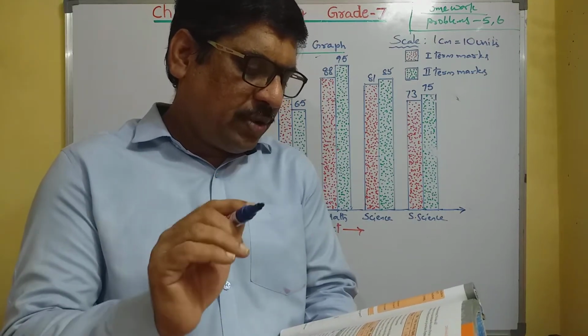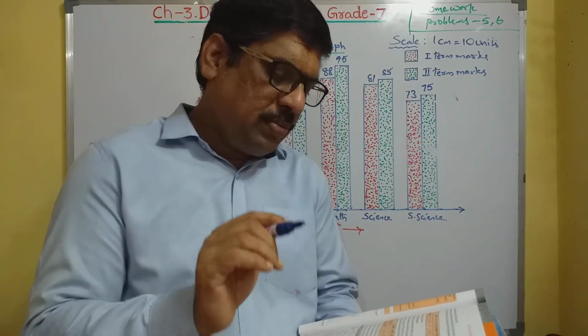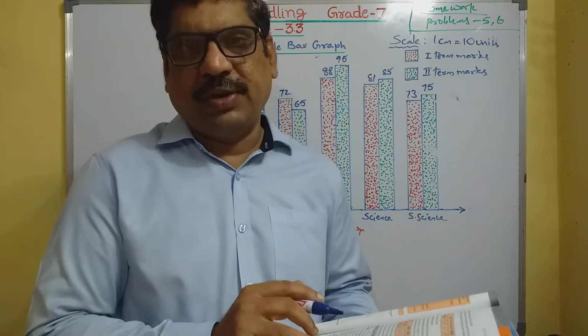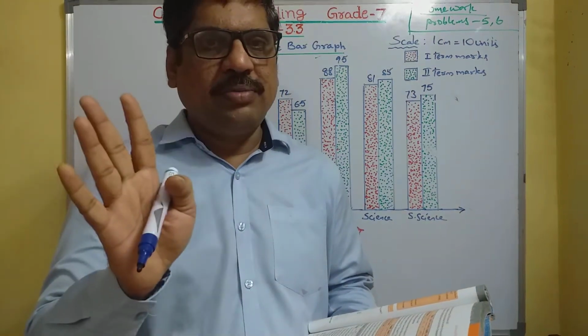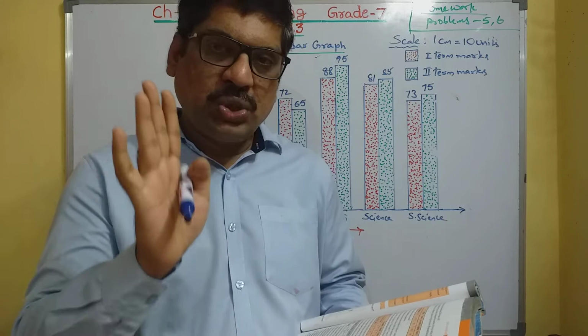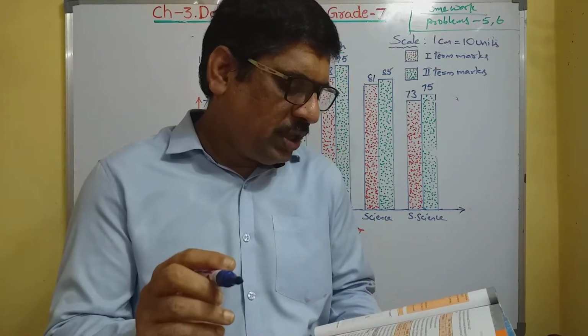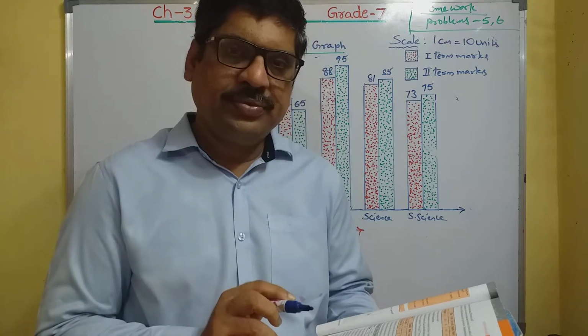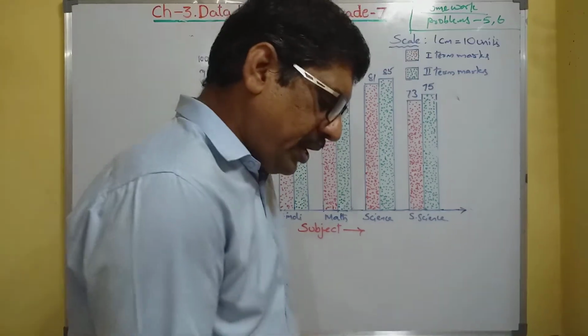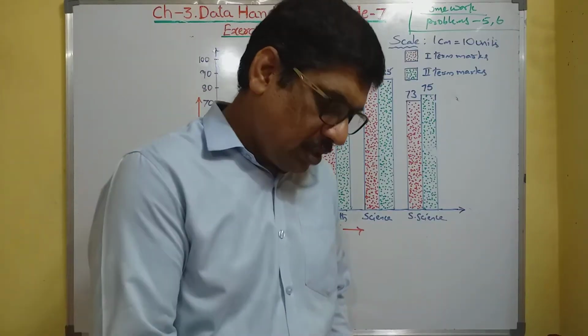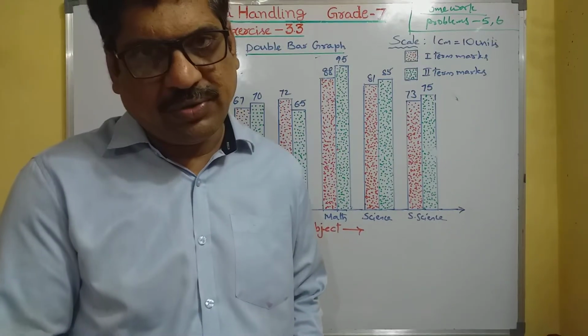The performance of a student in the first term and second term is given. Okay, in 2 exams, the performance of a student has been given. Draw a double bar graph choosing an appropriate scale. Okay, now first of all we need to draw the double bar graph. After that we have to answer the given questions also.